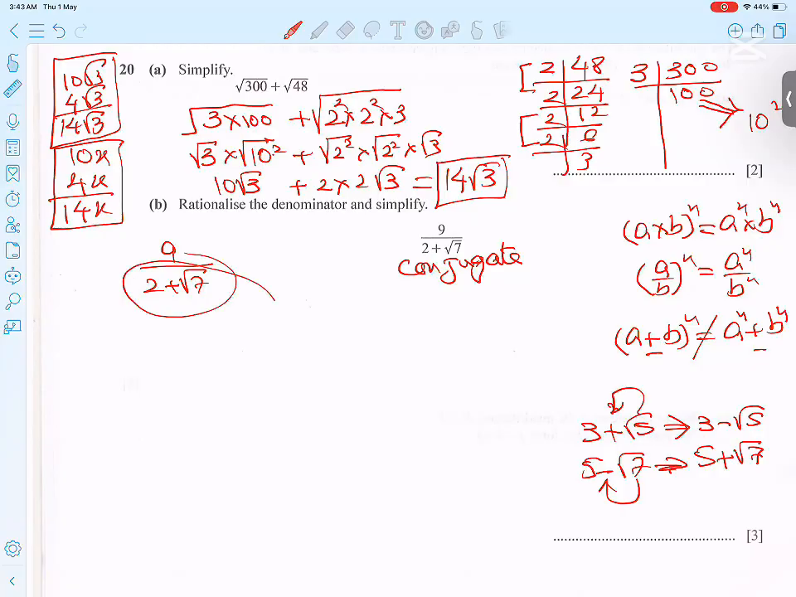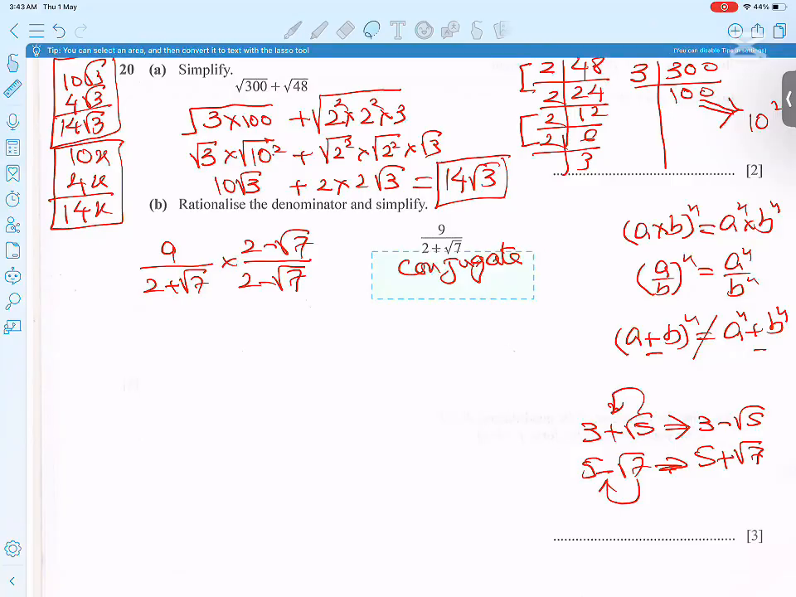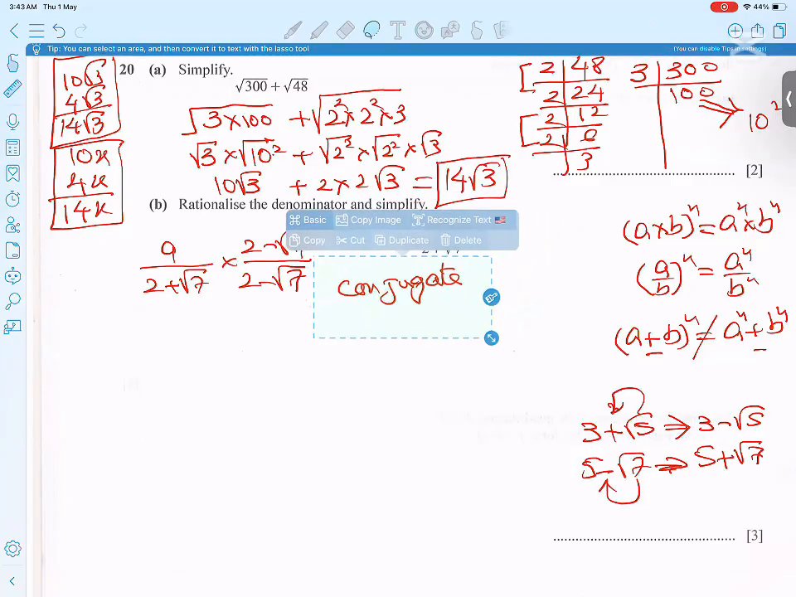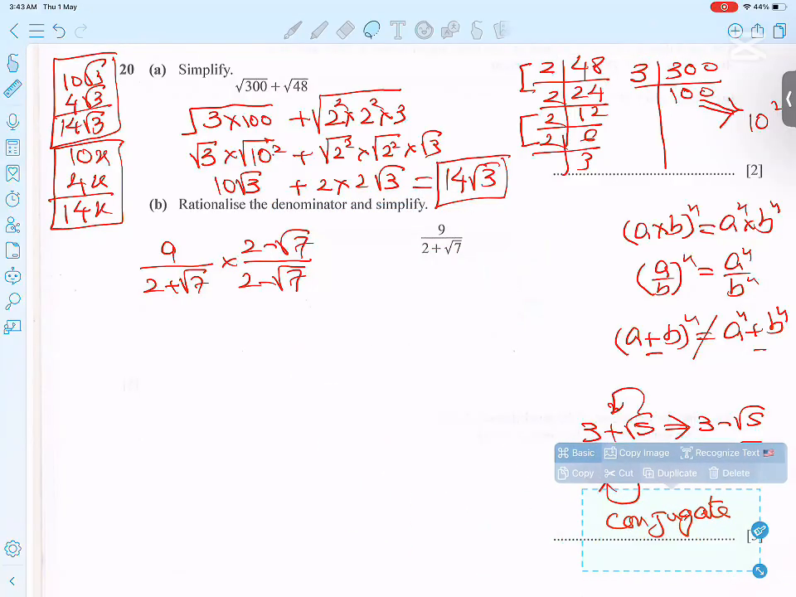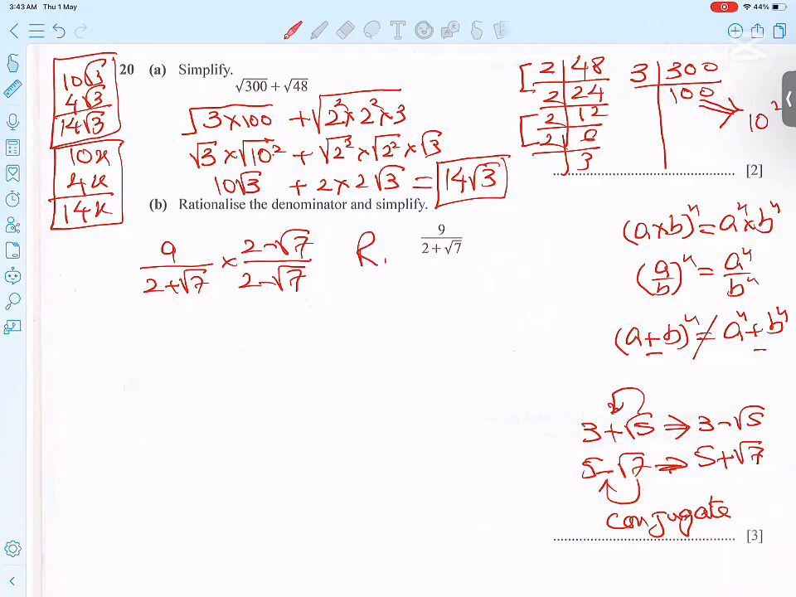So what is the conjugate of this? The conjugate of this is 2 minus root 7. So this is called the conjugate, and multiplying up and down is called rationalize. This process is called rationalize. So 9 times 2, or I can just keep it outside. All right. So 9 times 2 minus root 7.